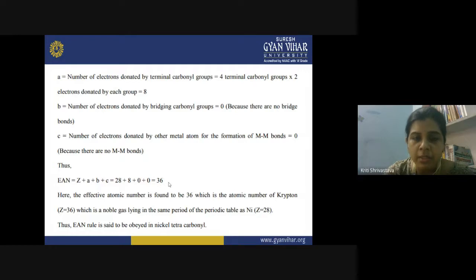Now, if you see, this effective atomic number 36 is equal to the atomic number of krypton. Krypton is a noble gas, and it lies in the same period of the periodic table as nickel. So you can see that in nickel tetracarbonyl, the effective atomic number of nickel has reached 36. So you can say that the EAN rule is obeyed in nickel tetracarbonyl. This is the simplest example that we can see.